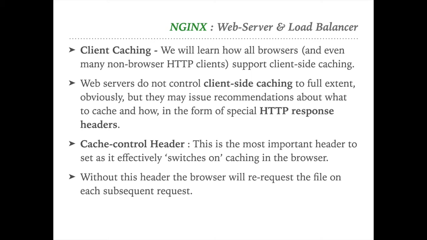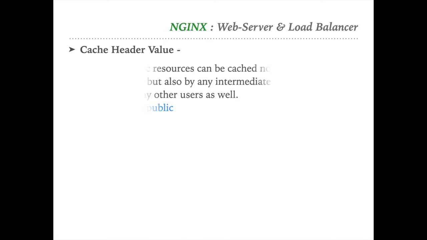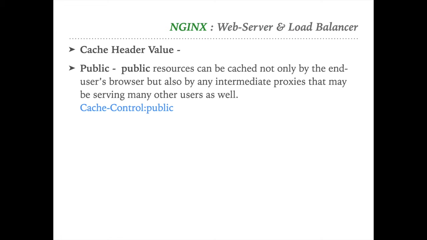But if cache control is present in the response, we can keep a copy inside the cache of the client so that that copy will be directly served to the user from the browser cache instead of the web server. The cache header has a few values, and the first value is public. A public resource can be cached not only by the end user's browser but also by the intermediate proxies that may be serving many other users as well.